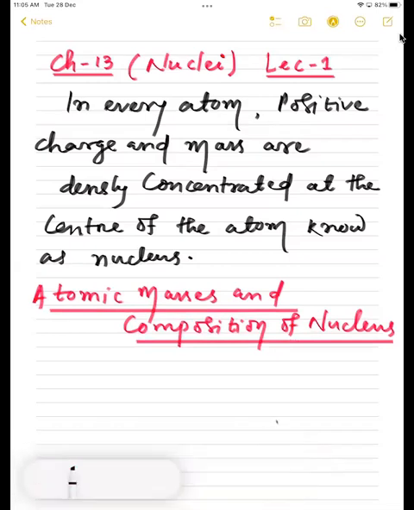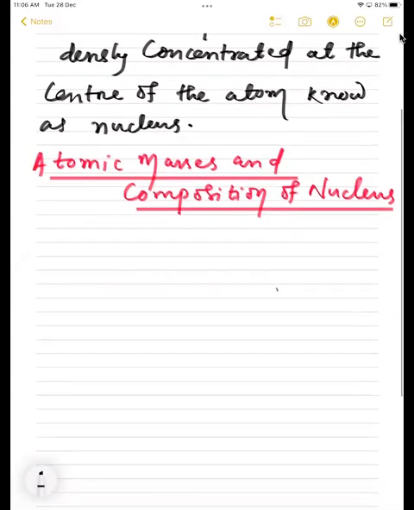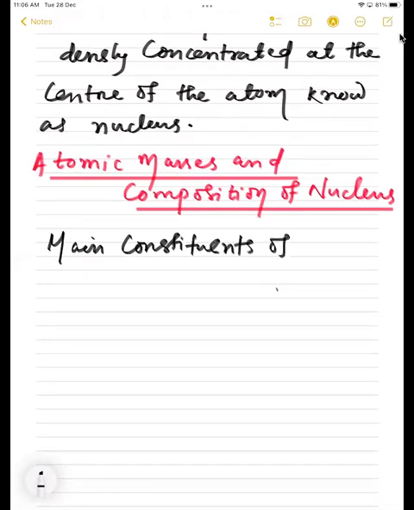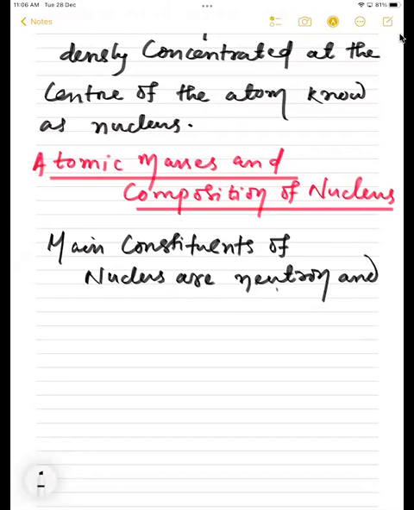Students, in the previous chapter, you had an idea about Rutherford's atomic model, which you studied in your early 9th and 10th high school classes. The Rutherford atomic model gave an idea of the nucleus. And the main constituents of the nucleus are neutrons and protons. Yes or no? So, main constituents of the nucleus are neutrons and protons.